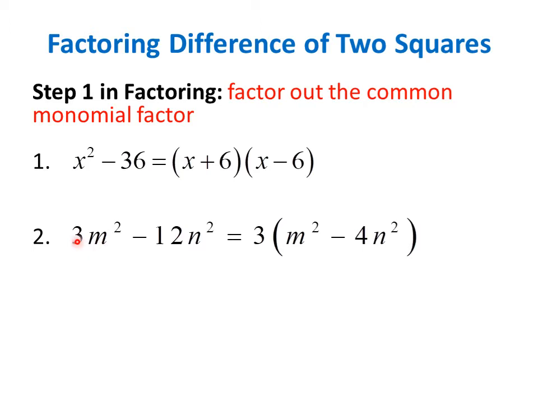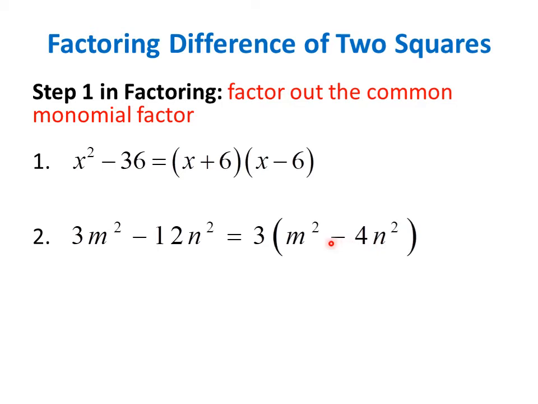Second example. We have to factor 3m squared minus 12n squared. The first question is, do we have a common monomial factor? Yes, because we have here 3 and 12 contains 3. So we have to factor out the number 3. If we do that, what's left of 3m squared is m squared. And to factor out 3 from 12n squared, we have to divide 12 by 3. So we get 4n squared.